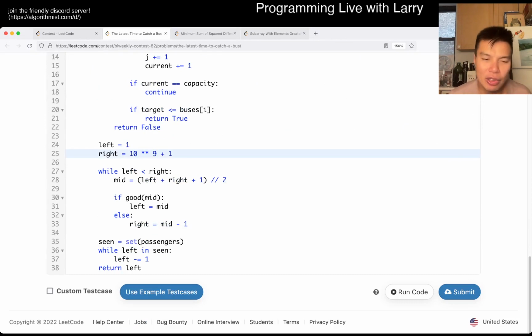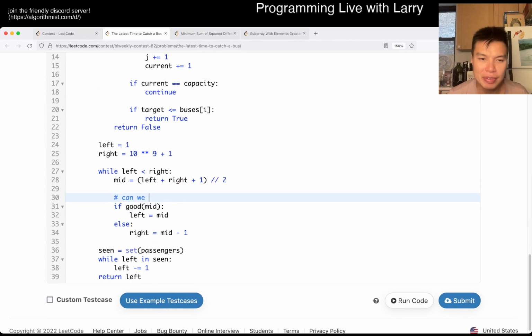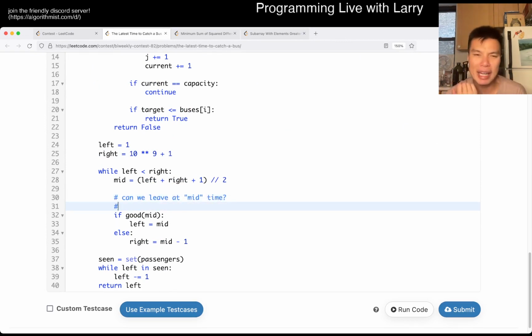And the question is, okay, the good function here is, can we leave at mid time? I'm not going to go over binary search too deeply in this particular problem explanation. I have a lot of binary search videos, so definitely check out one of those and practice those. But because I think this one is harder to write the functions, I'm going to focus on it.